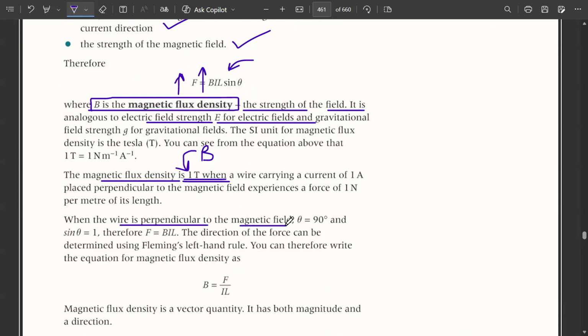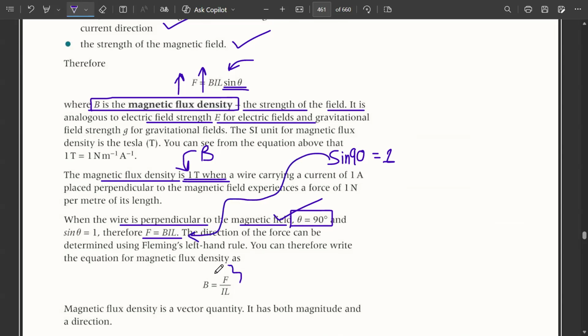When the wire is perpendicular to the magnetic field, theta is 90, and that means the force is going to be maximum, because what is sine 90? Sine 90 is equal to 1. So then the formula becomes what? Just simple F = BIL. No need to add the sine theta as well.